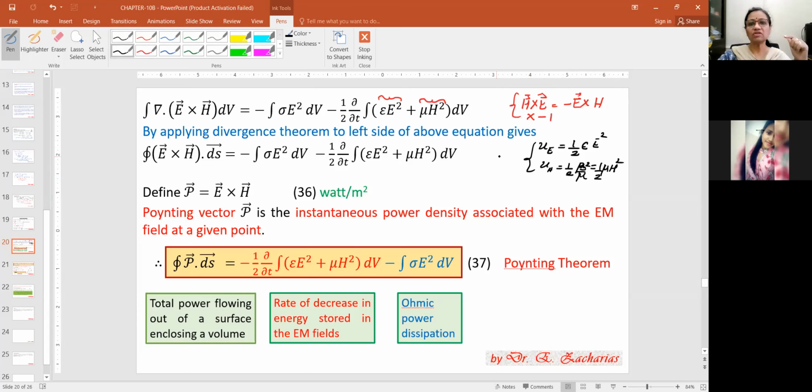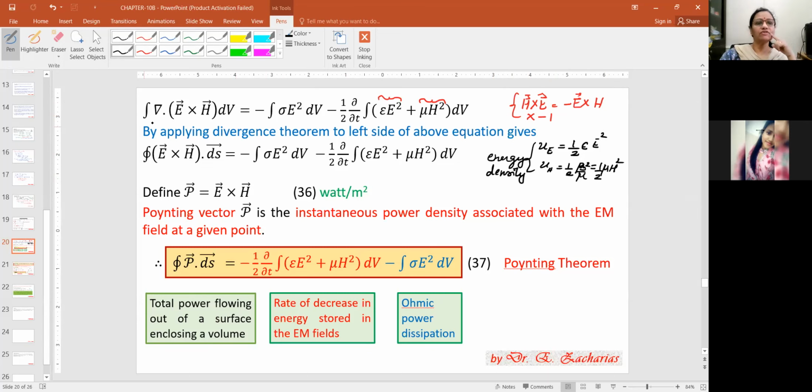Now, what are these two? These are energy densities. Now, when you do a volume integration of energy density, what are you getting? You are getting energy. Okay, and then when you're doing dou by dou t of energy, you're getting rate of change of energy. Rate of change of energy is actually power. Okay, so that interpretation you should remember.